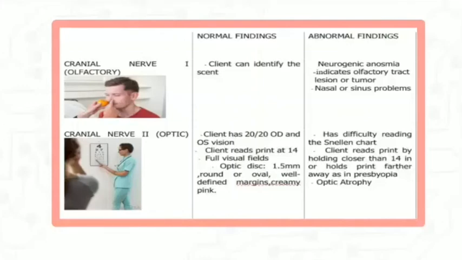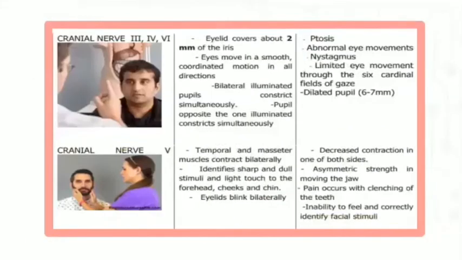Cranial nerve 2. Client has 20/20 vision in both eyes. Clients read the print at 14 inches with full visual fields. Abnormal findings: has difficulty reading the Snellen chart. Visual field smaller than normal. Has possible glaucoma. Loss of one half of vision in one or both eyes indicates possible nerve damage. Difficulty reading newsprint, unless due to the aging process.